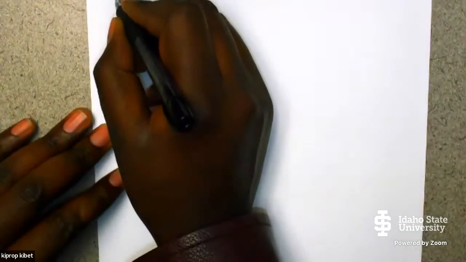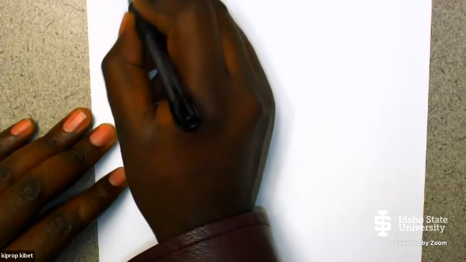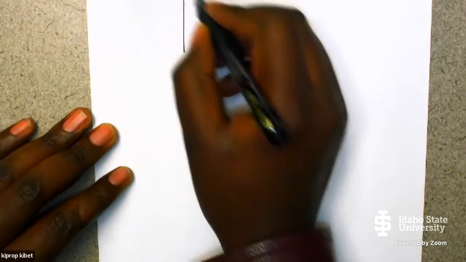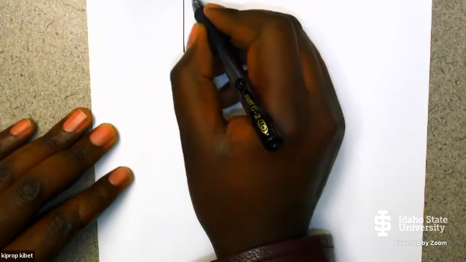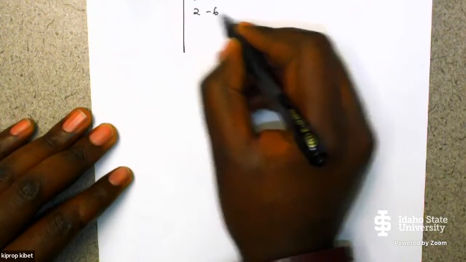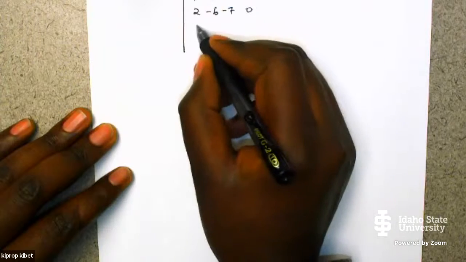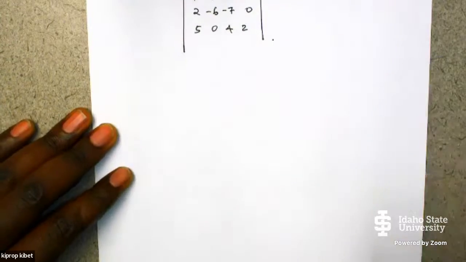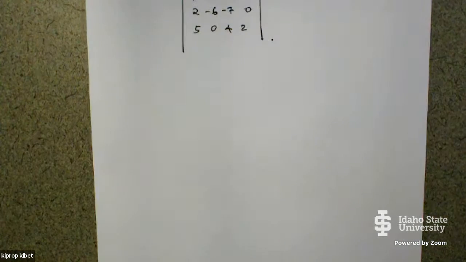For example, number 10, compute the matrix with rows 4 0 0 0, 7 -1 0 0, 2 -6 -7 0, and then 5 0 4 2. Compute that. So that is a lower triangular matrix.